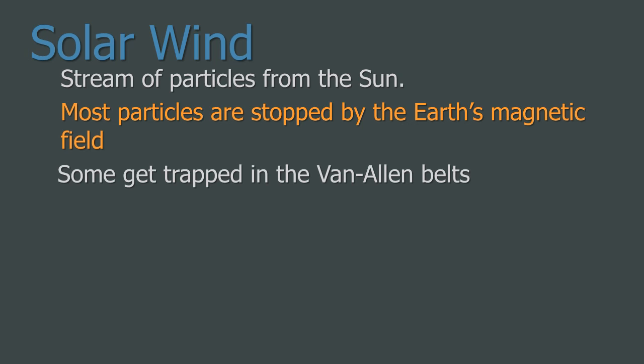These particles from the solar wind then cause particles in our atmosphere to become excited. And then upon de-exciting, these particles emit light. This light is called the aurorae.